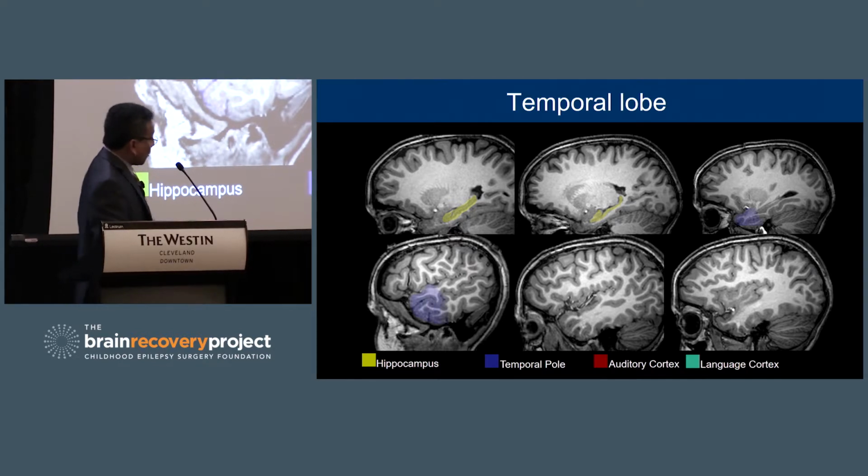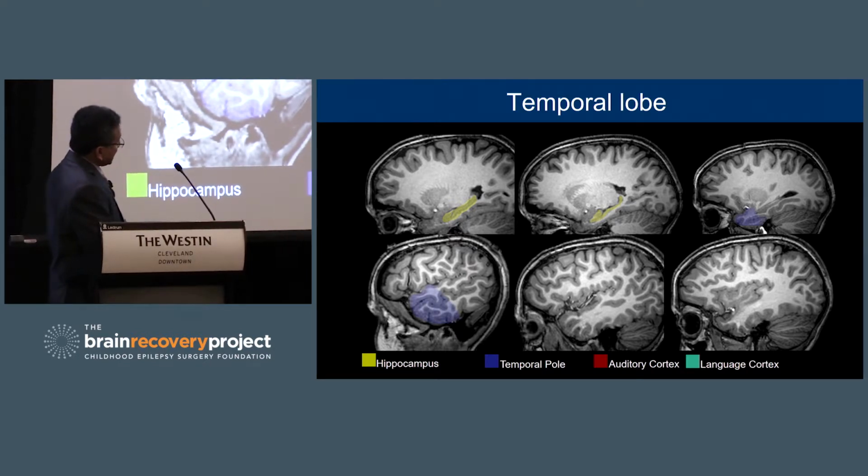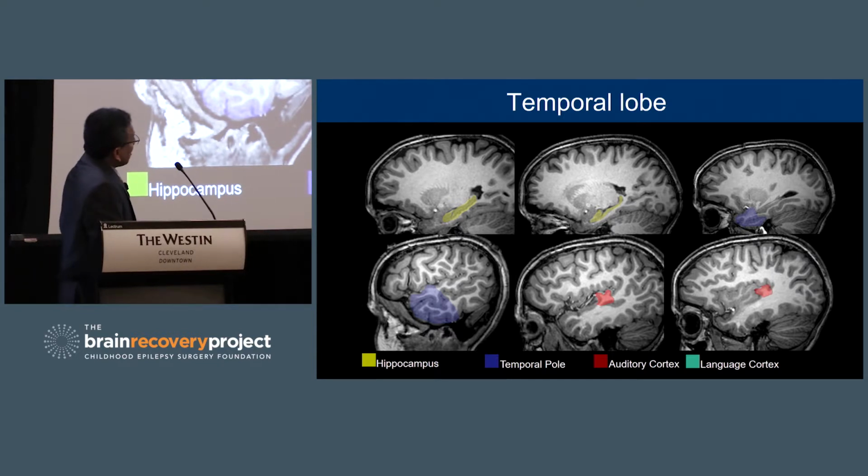And you have the temporal pole. That's an integral part. It almost communicates between the hippocampus as well as the language network on the verbal memory side. Advance the slide, please. And you have the auditory cortex there, which on the dominant hemisphere integrates with your comprehension centers of the brain. Advance the slide, please.